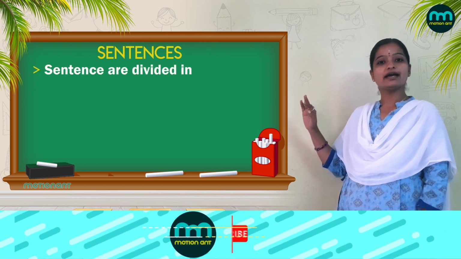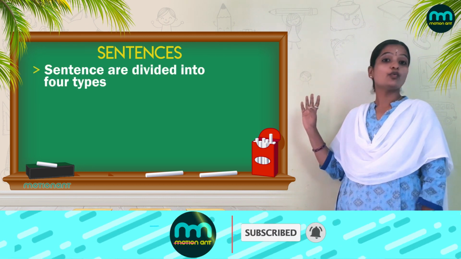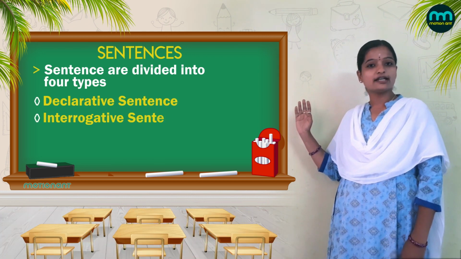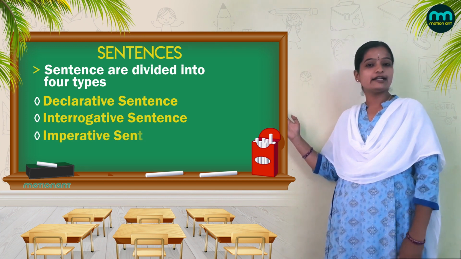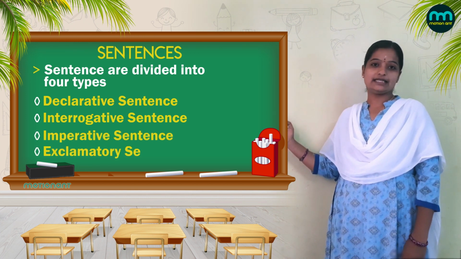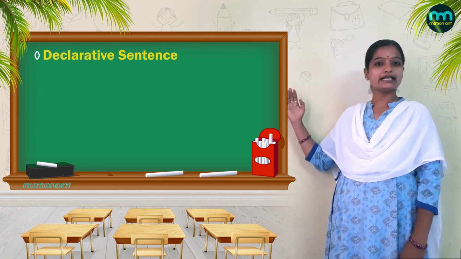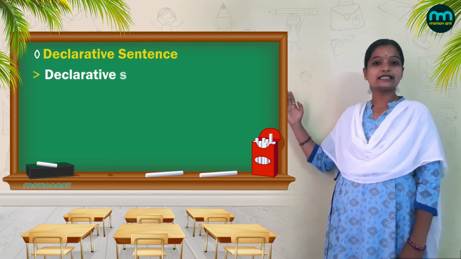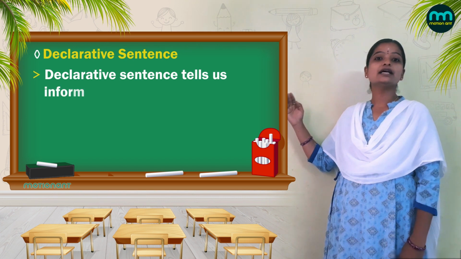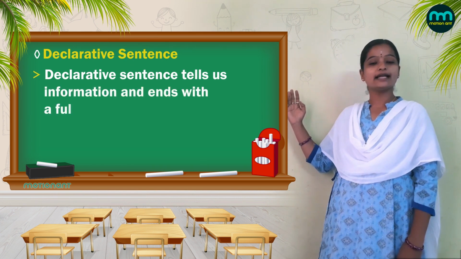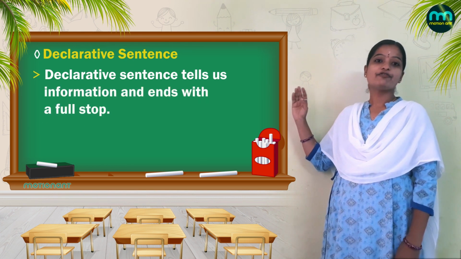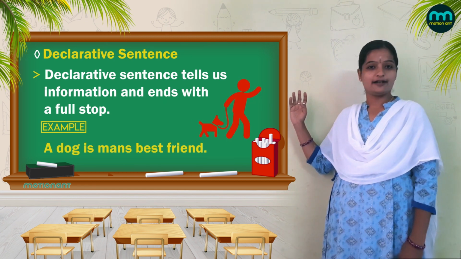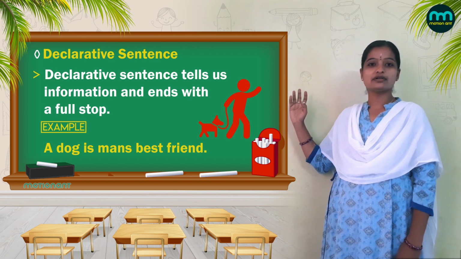Sentences are divided into 4 types. What are they? Declarative sentence, interrogative sentence, imperative sentence, exclamatory sentence. First, declarative sentence. What is a declarative sentence? A declarative sentence tells us information and it ends with a full stop. For example, a dog is man's best friend. It is giving us the information, right?